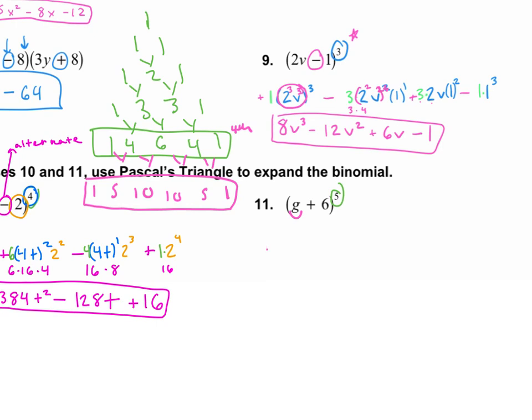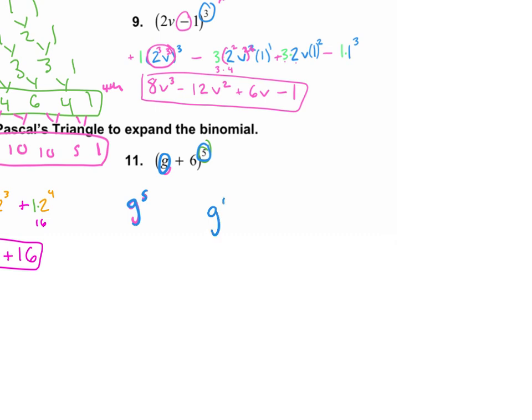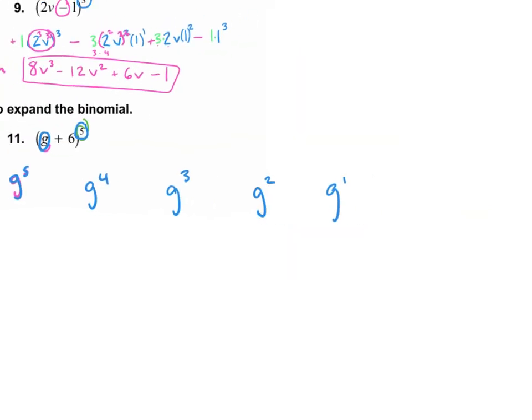So then we take g, start with the 5th power. Let me change the color so we can see it. So g to the 5th power, then g to the 4th, and we go down from there. G to the 3rd, g to the 2nd, g to the 1st, and then no g. And then where we have no g, we start with 6 to the 5th power. So 6 to the 5th power, 6 to the 4th power, 6 to the 3rd power, 6 squared, 6 to the 1st power, and then no 6.